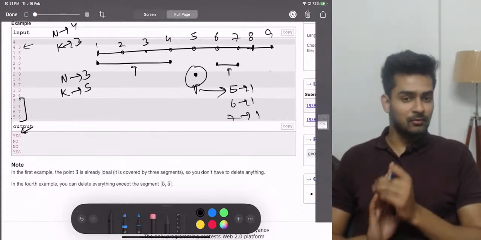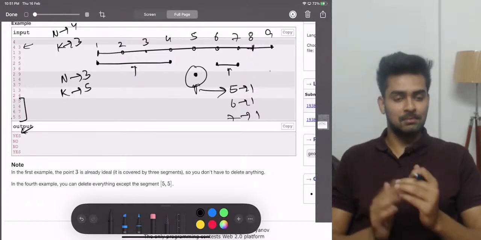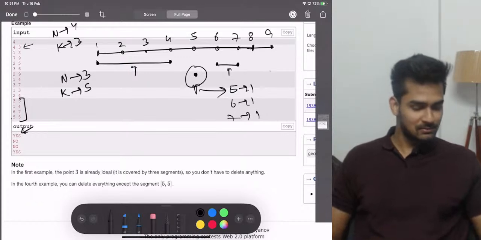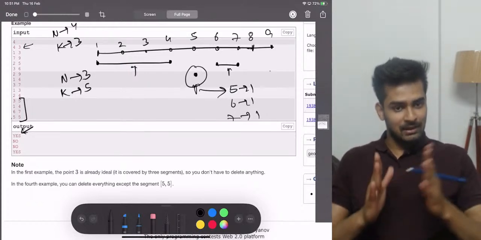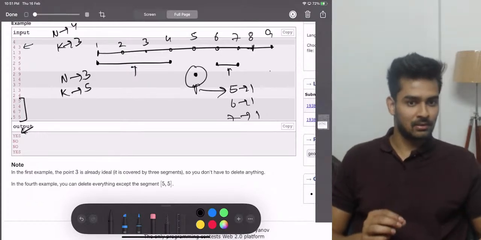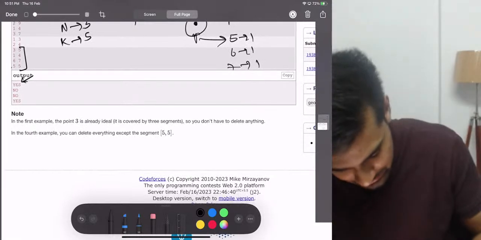And we are allowed to remove any number of segments. So let's say we had a point x and it was present in some number of segments. It is obvious that we have to remove all the remaining segments. Now we need to ensure that all the remaining segments don't have any other point whose occurrence is greater than x.